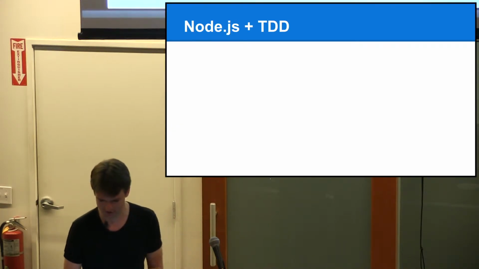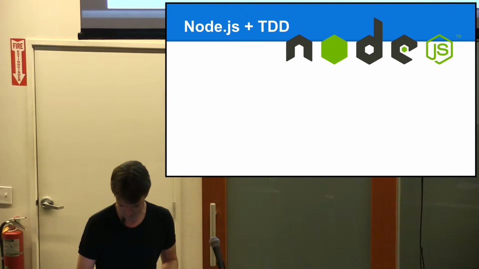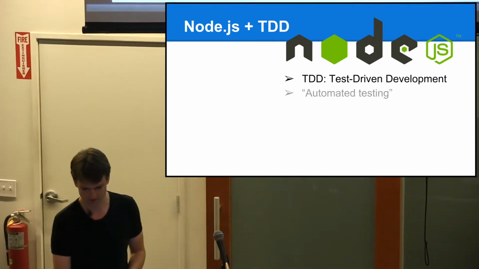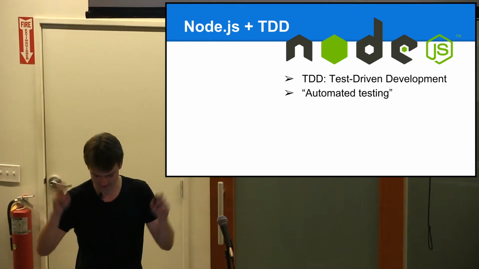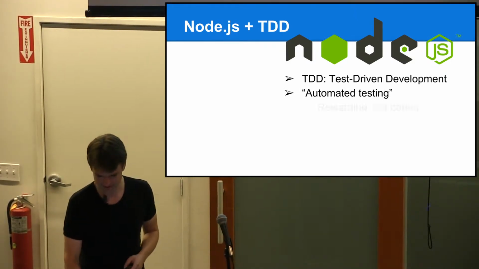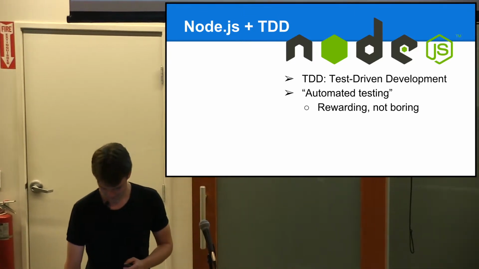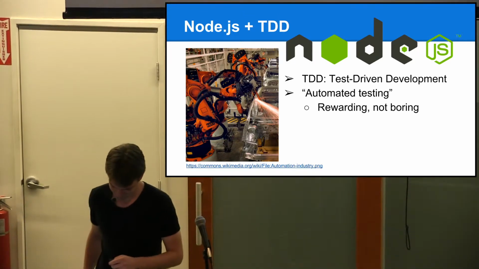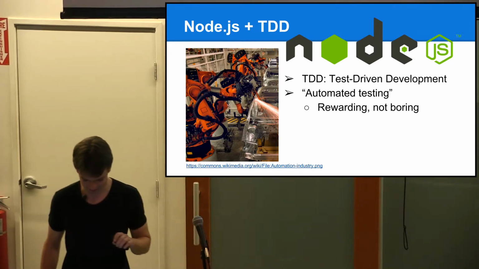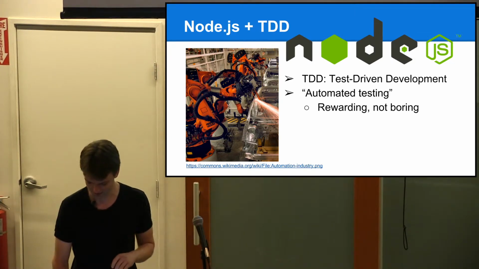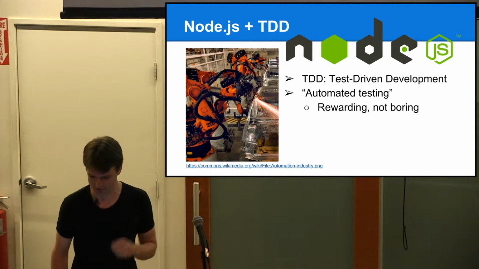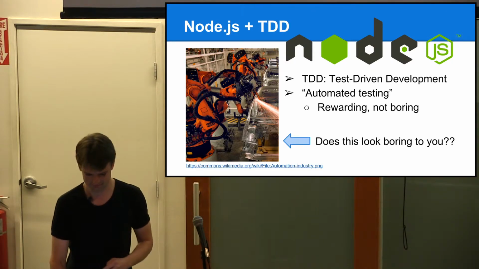Okay, so we're talking about Node.js. That thing. Subject matter is TDD, test-driven development. A more generalized phrase for that is automated testing. Now, that sounds kind of boring, but it's not. Automated testing is less like checking widgets coming off of an assembly line, and more like programming giant robot arms to do your bidding.